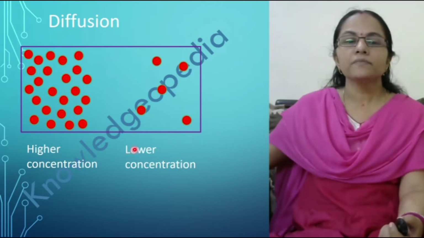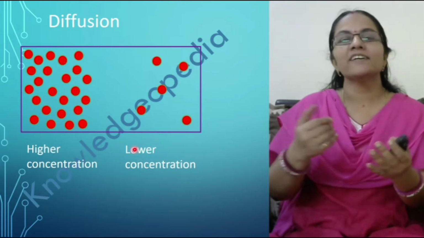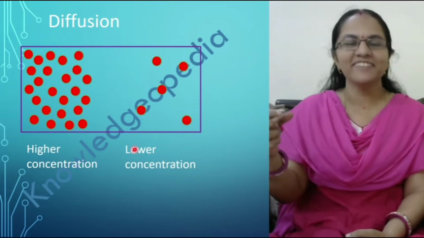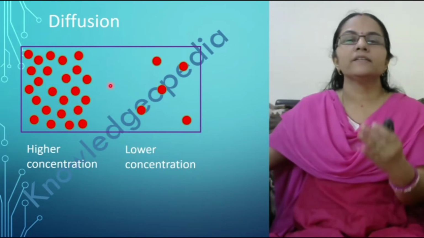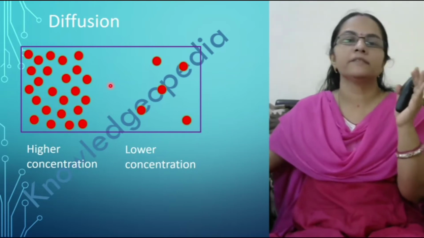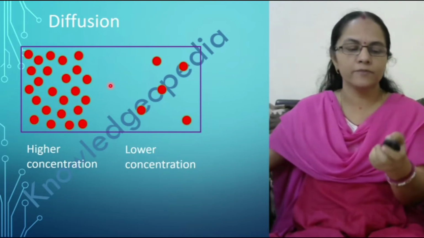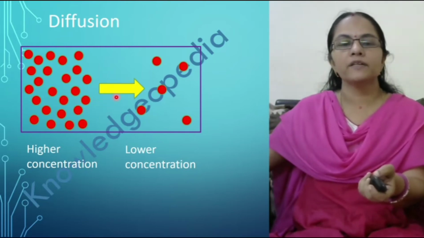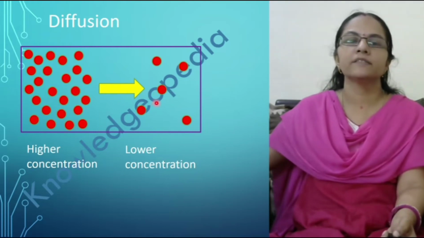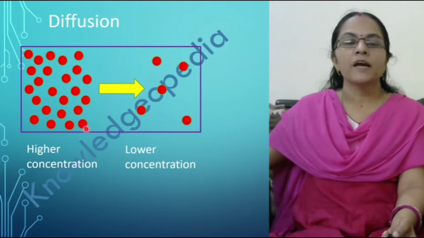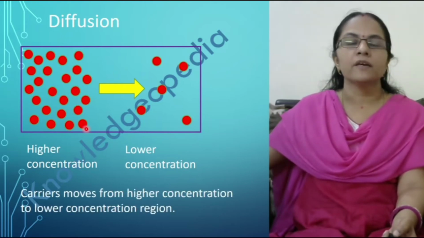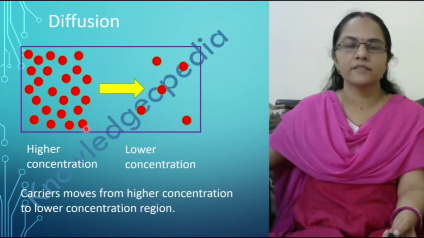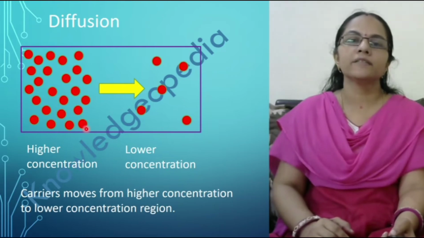Like in the current pandemic situation, where everyone is moving away from the crowded place, here also the carriers always try to move from a higher concentration region to a lower concentration region. If we allow the movement of the particles or the carriers inside the semiconductor, they will move from the higher concentration region to the lower concentration region. This is known as diffusion. So in this process of diffusion, the carriers always move from a higher concentration region to a lower concentration region.